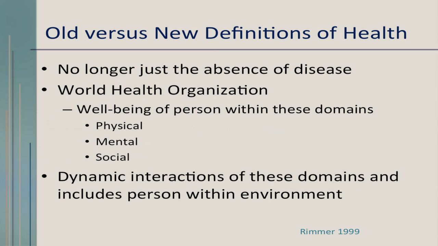So let's back up a minute and look at old versus new definitions of health. So health is no longer defined as simply the absence of disease. The World Health Organization defines it as the well-being of the person within these domains: physical, mental, and social. And certainly we can see how there are dynamic interactions of these domains, and includes the person within the environment. Each of us can think of a variety of patients that have significant physical disability, but mentally and socially they seem very healthy in that they're very adjusted, they get along with people, they're happy, they're productive, either in work or volunteer activities, and so on.